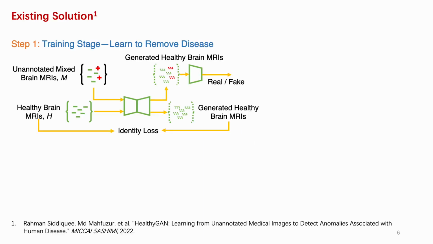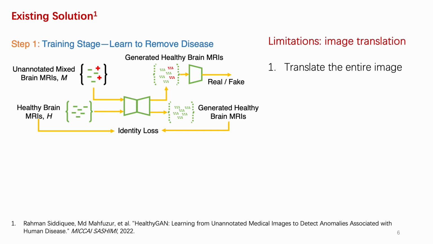However, this method has some limitations. We can improve the disease detection by addressing these limitations. The first limitation we will explore is in the image-to-image translation. The existing method translates the entire image. Therefore, it is possible that the healthy region may change more than it requires.